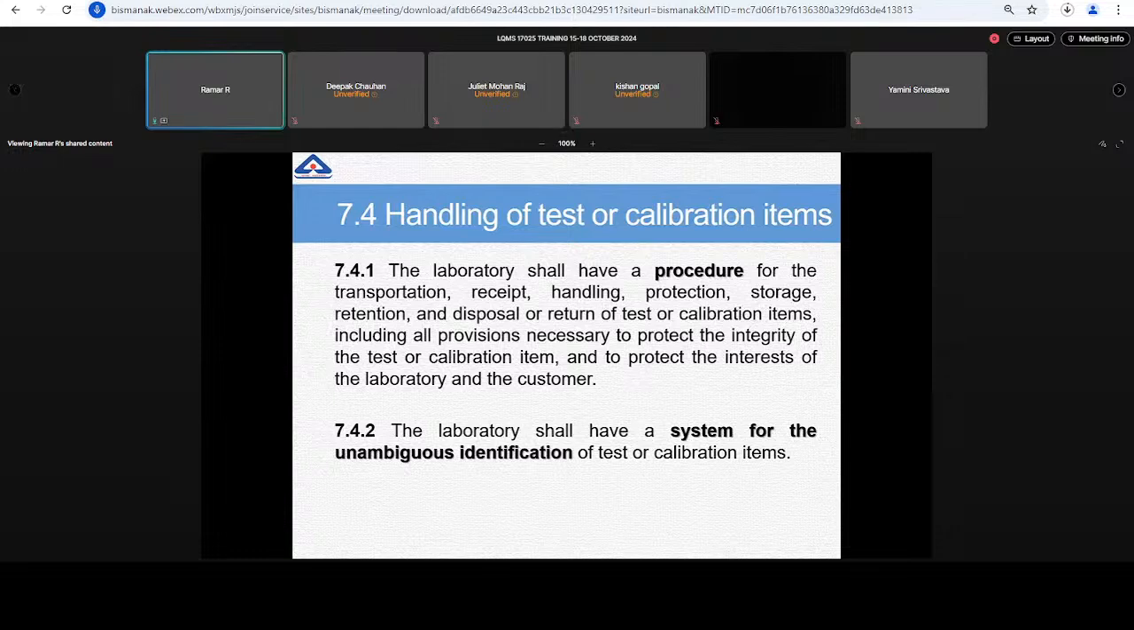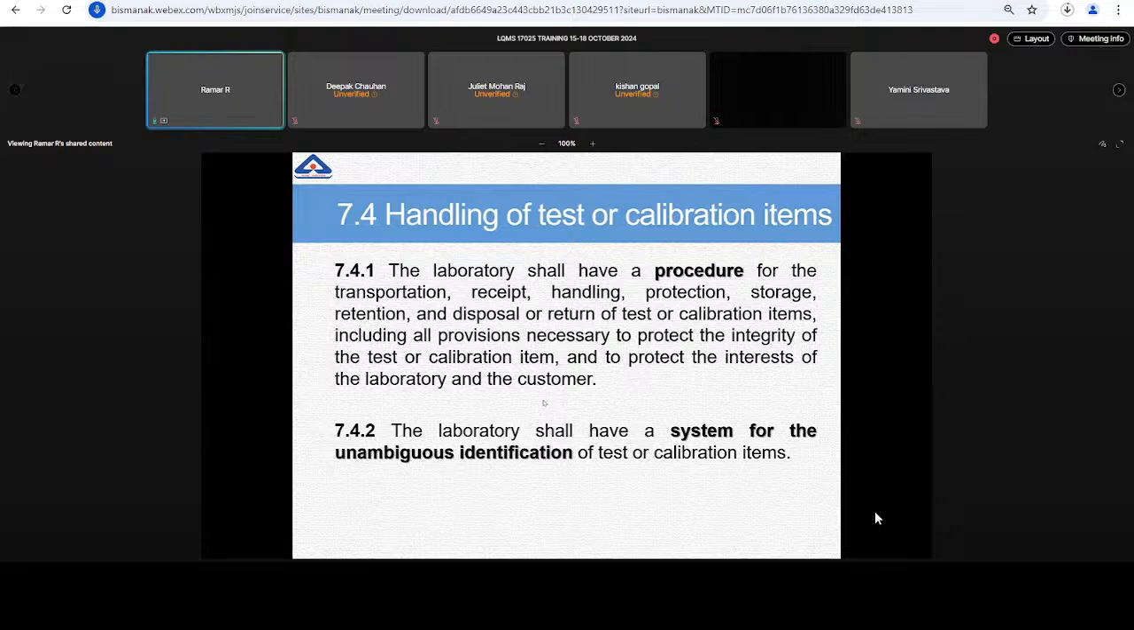So 7.4.2, identification of the item: the laboratory must have a system. And 7.4.3, upon receipt of the test or calibration item, the receiving personnel must verify whether the sample is received as per the agreed terms and conditions, as per the contract, with respect to quantity, with respect to conditions, with respect to packs. Everything should be verified. Is any other additional information required? As per the contract, does it contain that information or not?